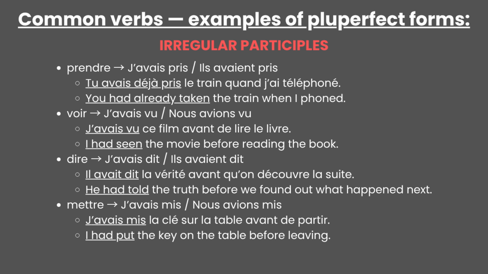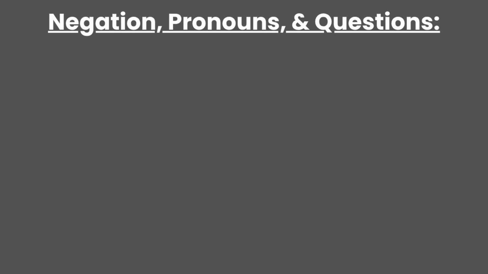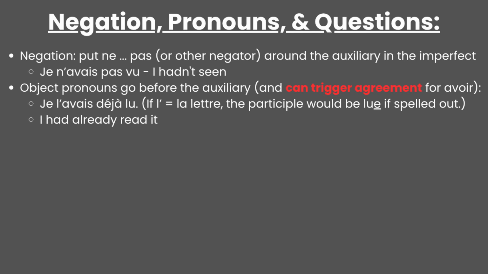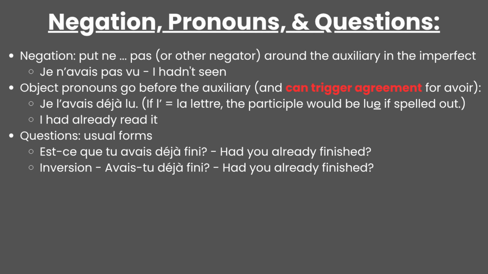Aside from these examples, other concepts are basic. With negation, put ne, pas around the auxiliary in the imperfect. Je n'avais pas vu. Object pronouns go before the auxiliary and can trigger agreement for avoir. Je l'avais déjà lu. With questions, the formation is typical. Est-ce que tu avais déjà fini? Avais-tu déjà fini?